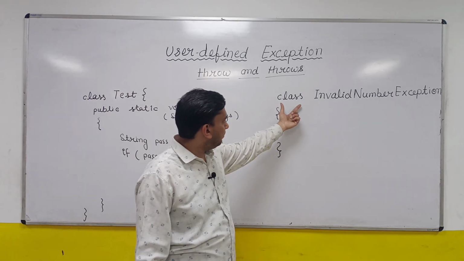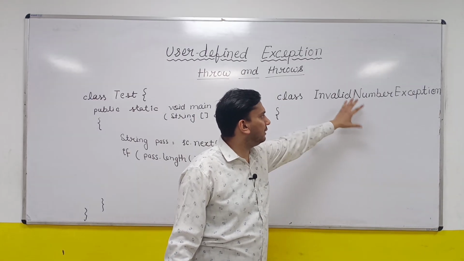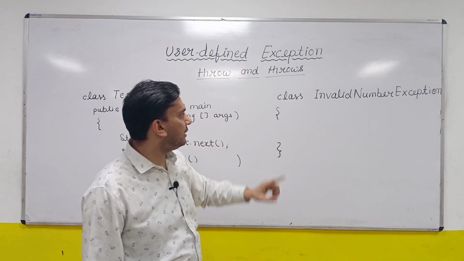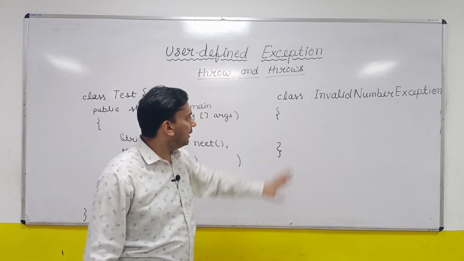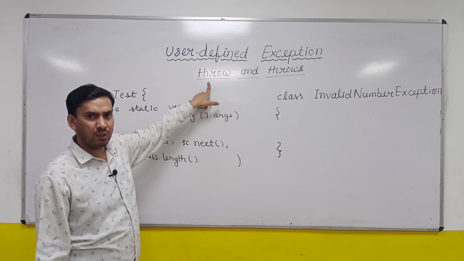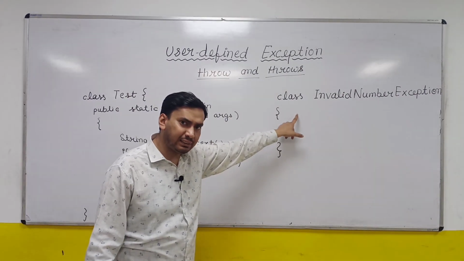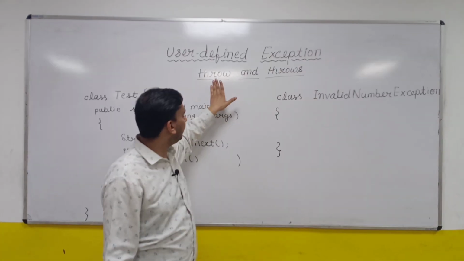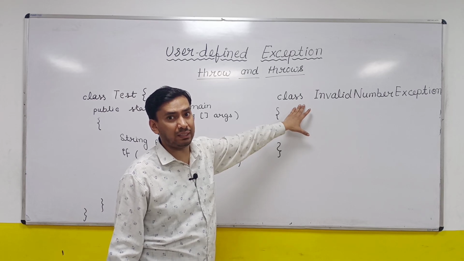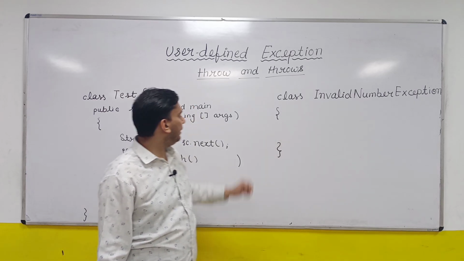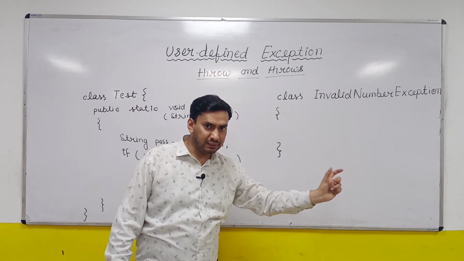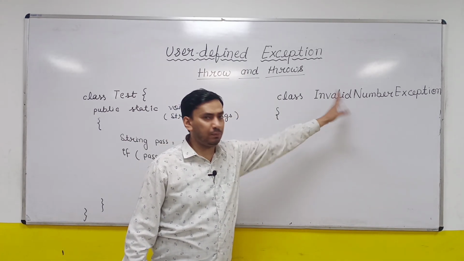If you are writing a simple class InvalidNumberException, it will not be treated as an exception. And when I say it is not treated as an exception, it means its object cannot be thrown using the throw keyword. Only the object of a class can be thrown using the throw keyword when it is Throwable. It is a Throwable class, right? Similarly, using the throws keyword, you can list only those classes which are subclasses of Throwable.